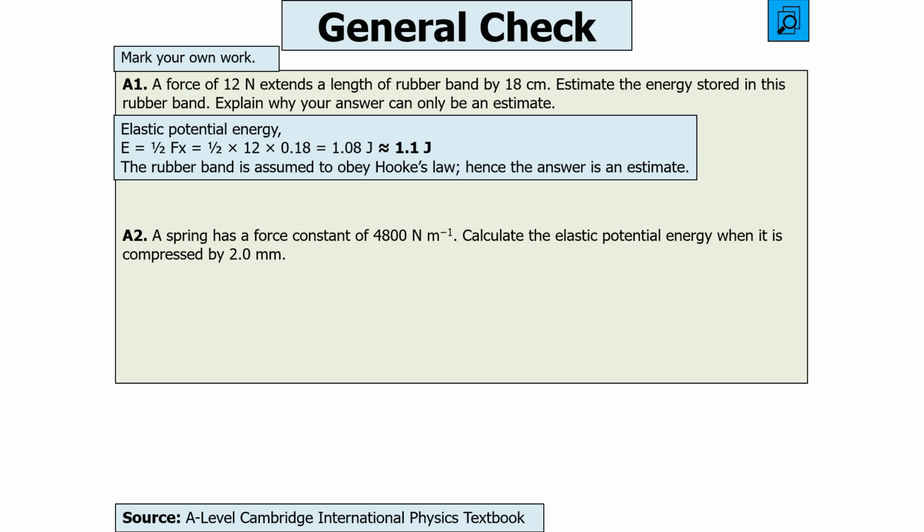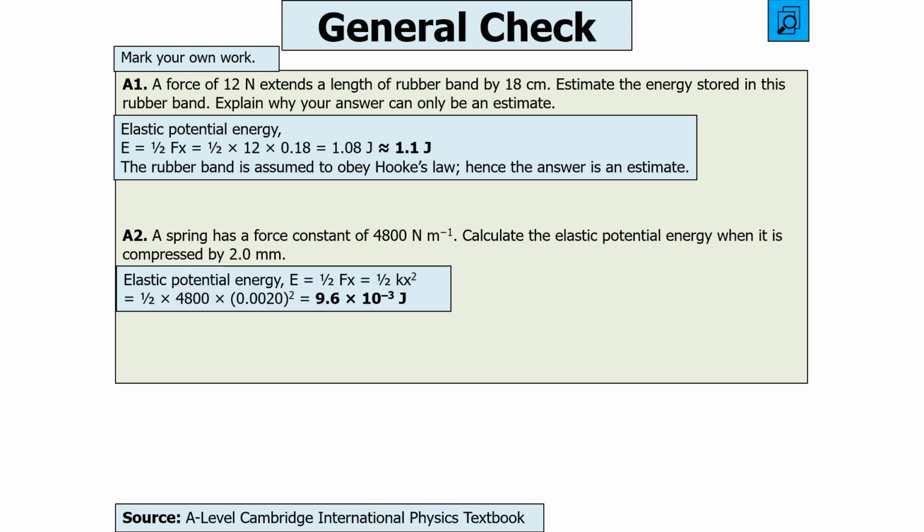In this next one, now we're not given the force, but we are given the spring or force constant, so we can use the other equation for elastic potential energy. So we say it equals a half kx squared because we know that F equals kx. So therefore it's a half times by 4,800 times by 2 times 10 to the minus 3 because millimeters into meters, all squared, which is 9.6 times 10 to the minus 3 joules.